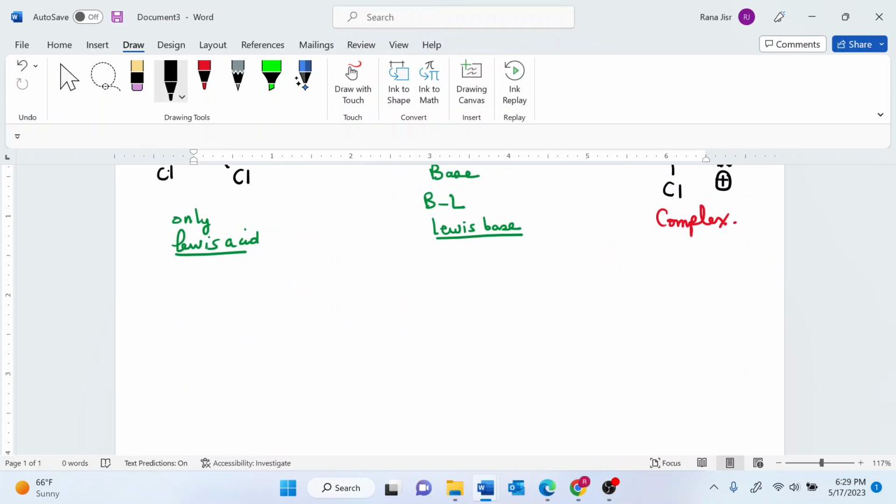Let's have another example. Another example is in case I have a positive charge. So this is a solid positive charge on a carbon, and we call this a carbocation. And we're reacting this with sodium hydroxide.